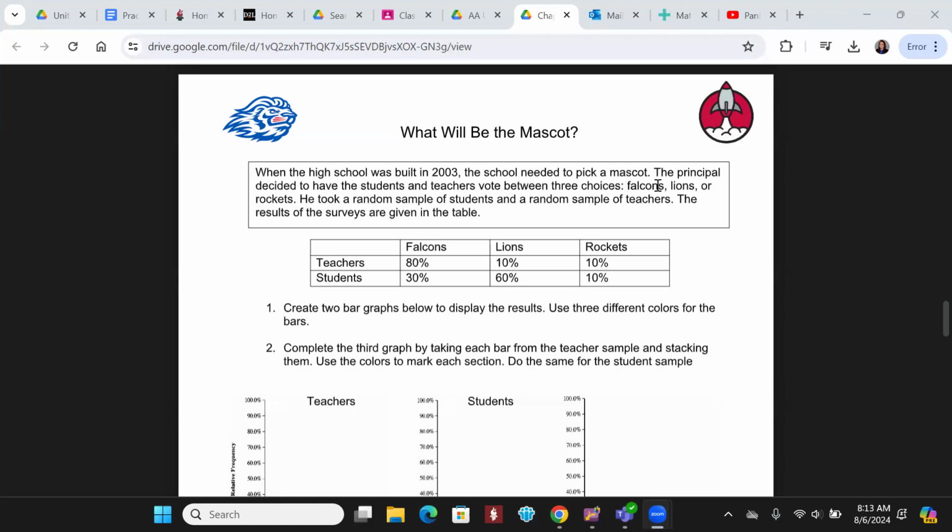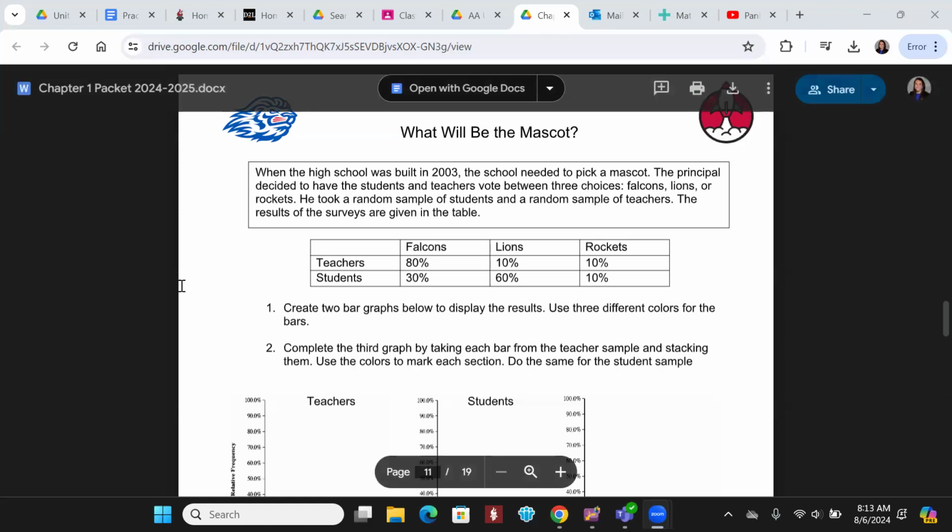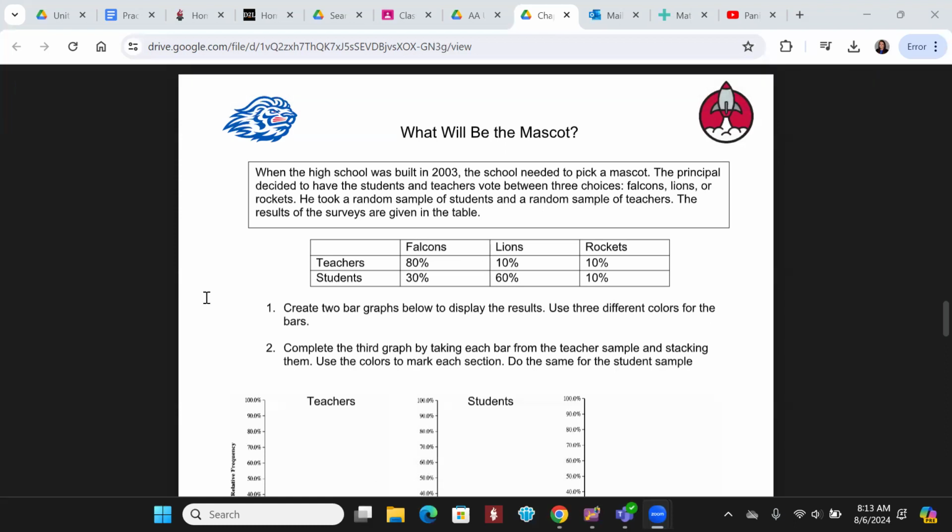So with that being said, we're going to create 2 bar graphs below to display the results. And we're going to use 3 different colors for the bar graph. So I would have a pencil, a pen, and maybe a highlighter of some sort. If you can do 3 different colors, that'd be awesome.